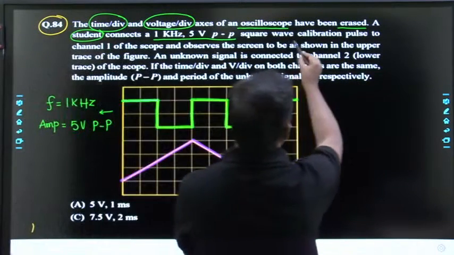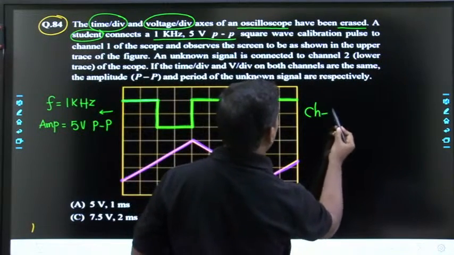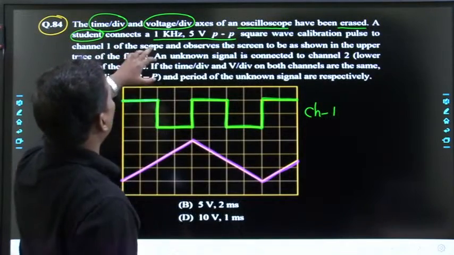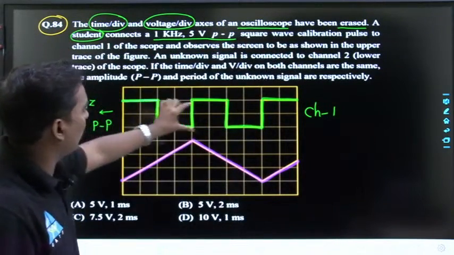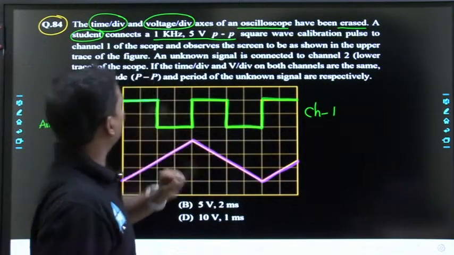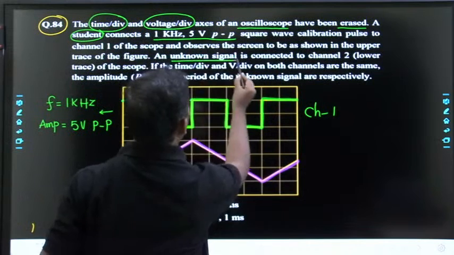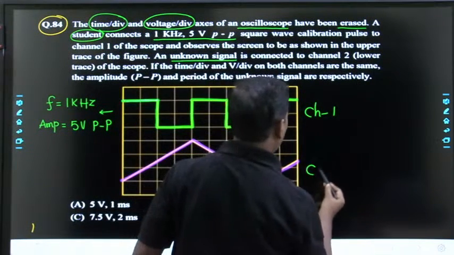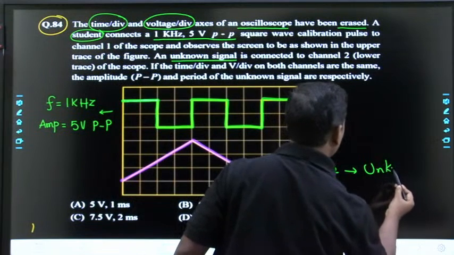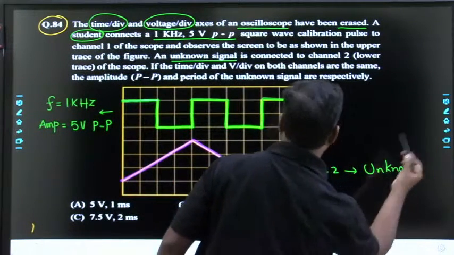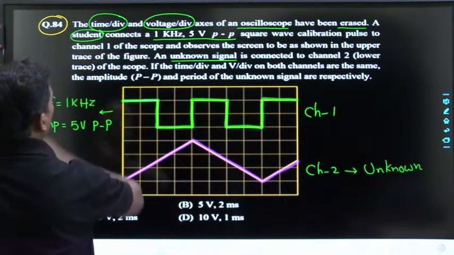Square wave calibration pulse to channel 1. So this is channel 1 of the scope, and observes the screen to be as shown in the upper trace of the figure. So this is the upper trace of the figure. An unknown signal is connected. So this is our unknown signal to channel 2. Unknown signal is connected to the lower trace of the scope.